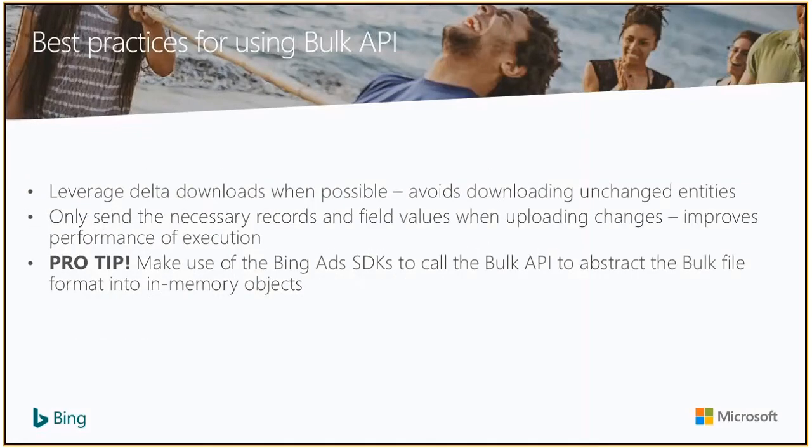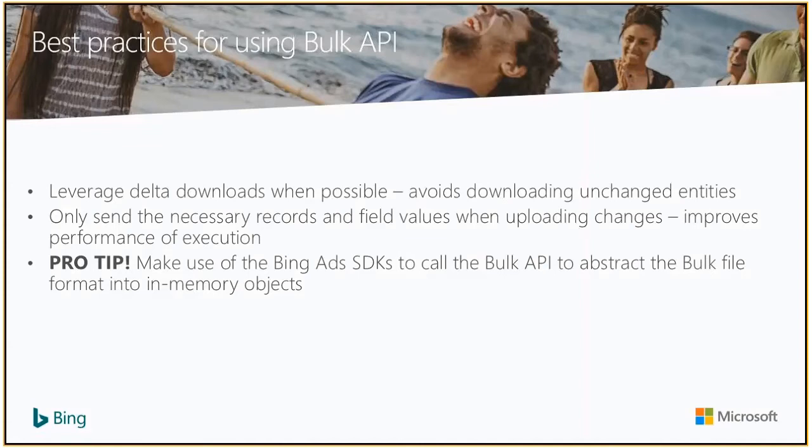Some of the best practices that we recommend when you use the bulk API are to make use of Delta downloads whenever possible. Delta downloads are a way for you to download only the changes that occurred in your account since a specific time. This is efficient because you're only focusing on the changes to the entities that you're interested in, as opposed to getting everything in your account. The next thing is when you're uploading, make sure to only send the necessary record and field values. This also improves the performance of execution as you're only uploading the changes that matter to your session.